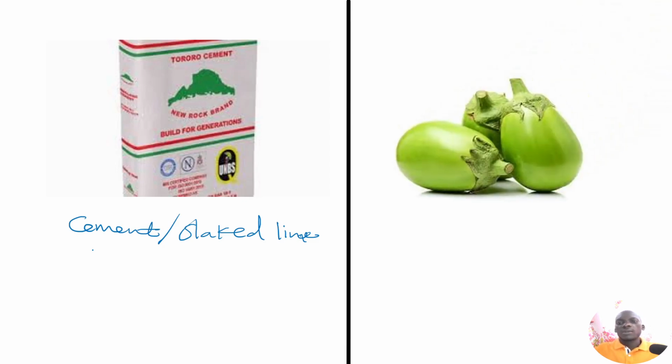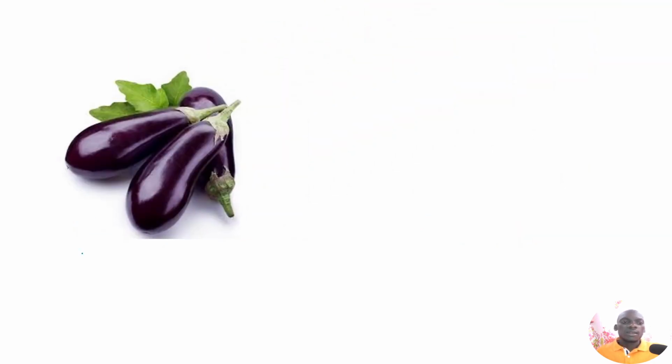Alright, we can have another one, and this is the bitter tomato, or you can call it in Uganda ntula. So these ones are also alkaline in nature. The next you can have the eggplant, biringanya. It is also alkaline.